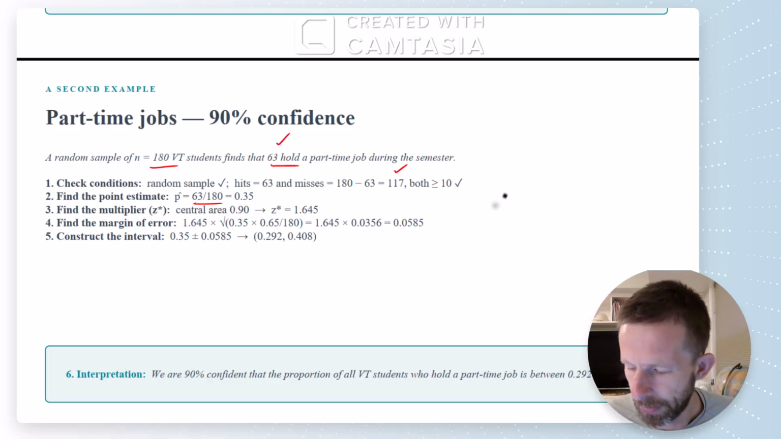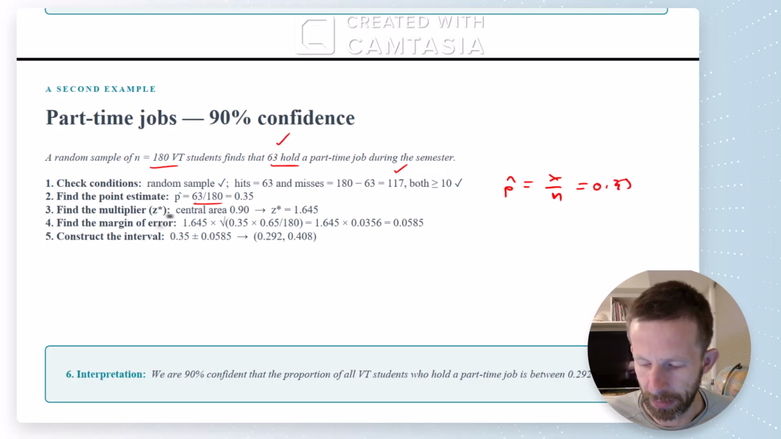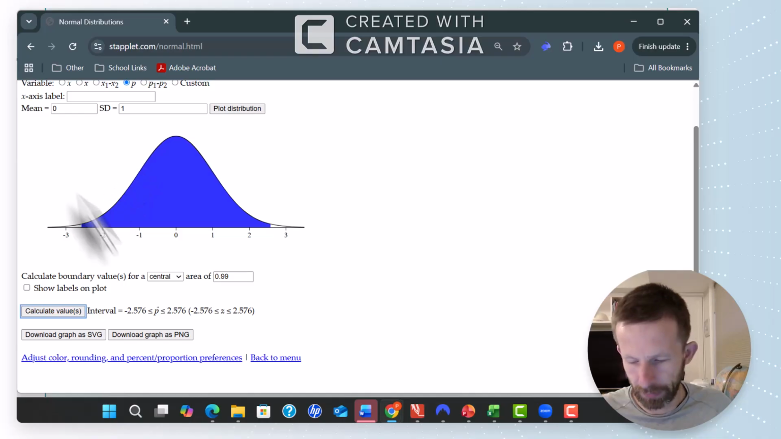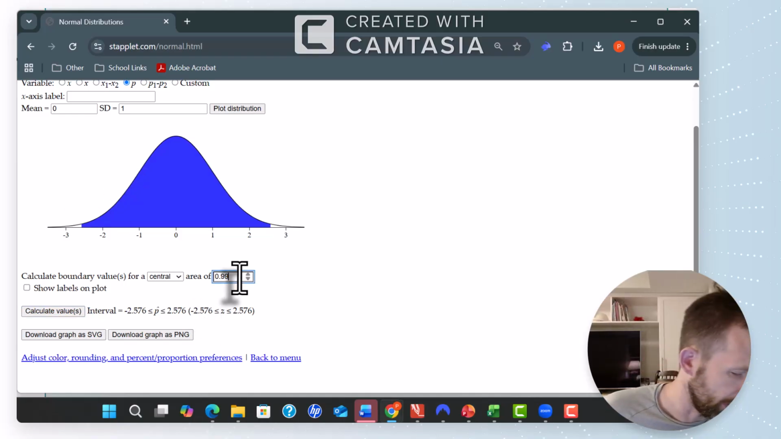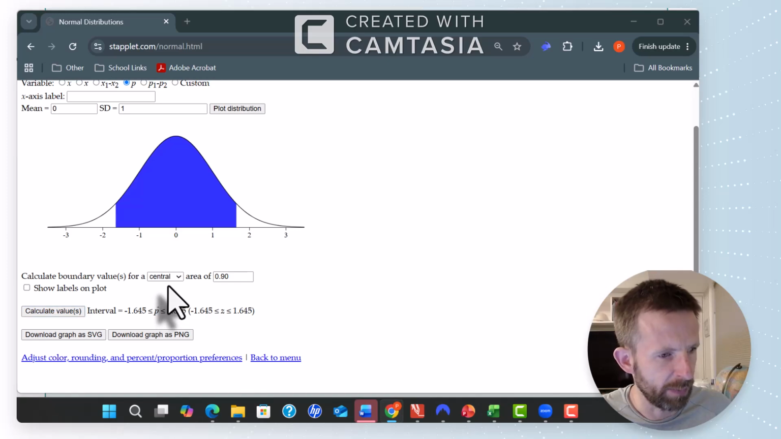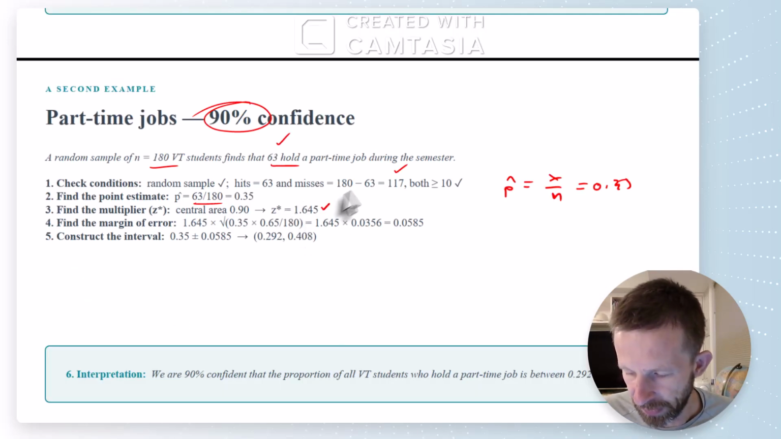So the large count condition is met. Point estimate, remember p hat is x over n, so 0.35. If I'm looking for 90% confidence, my central area is 90%. 1.645 is my multiplier. All right, so 1.645.